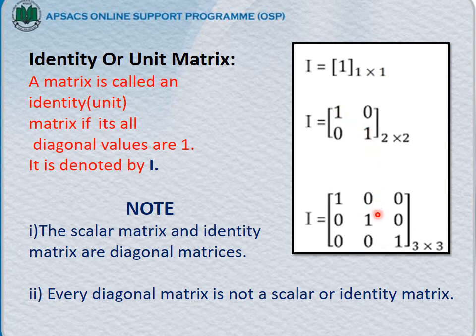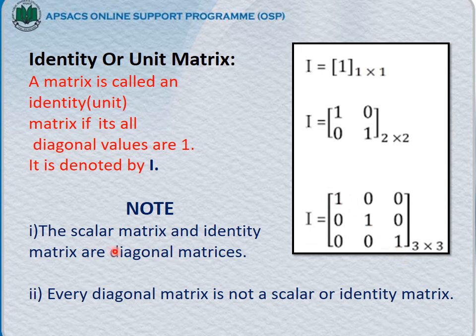This is the 3 by 3 identity matrix, because in this matrix the entries of the diagonal are 1. So you can see this is the identity matrix of order 1 by 1, the identity matrix of order 2 by 2, and this is the identity matrix of order 3 by 3. How? Because in its diagonal the entries are 1. So this is an identity or unit matrix.